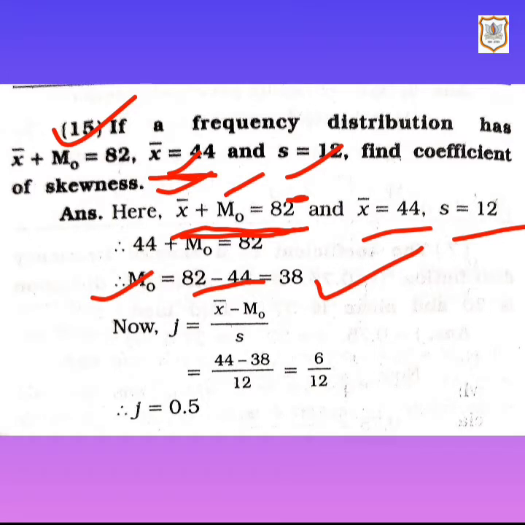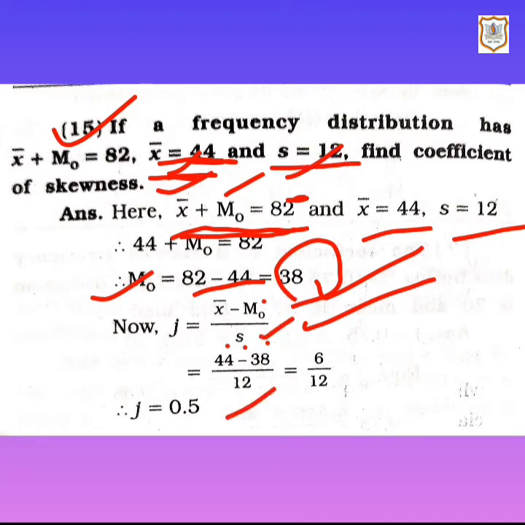Now we'll find J by putting the values in it. So J is equal to mean minus mode upon standard deviation. We have all three values: the value of mean, the value of mode, and the value of standard deviation. So mean is 44, that is given in the question, so we'll write here 44 minus mode. Mode we have taken out, that is 38. So minus 38, standard deviation is given in the question, that is 12. So 44 minus 38 gives you 6. That upon 12 we'll write as it is. So 6 by 12 is 0.5. So your J is 0.5.